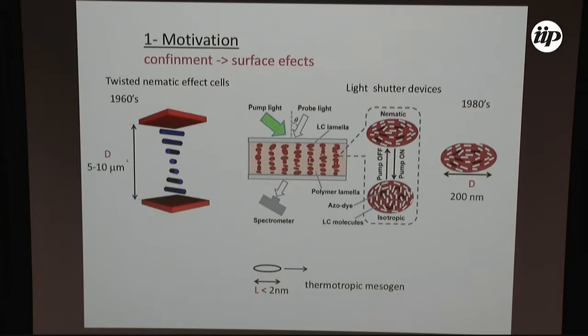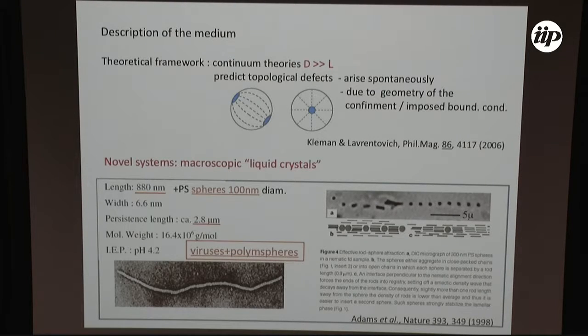What is relevant about that is that in those cases you have a small rod or a small molecule, and the container itself is 1,000 or 100 times larger than that. And the theoretical framework for that is very well known, because you can use continuum theories where you have topological defects that may appear spontaneously, or come due to the confinement and the imposed boundary conditions. This is very well reported. There's a big interesting literature on that, and the problems are pretty well understood at this point.